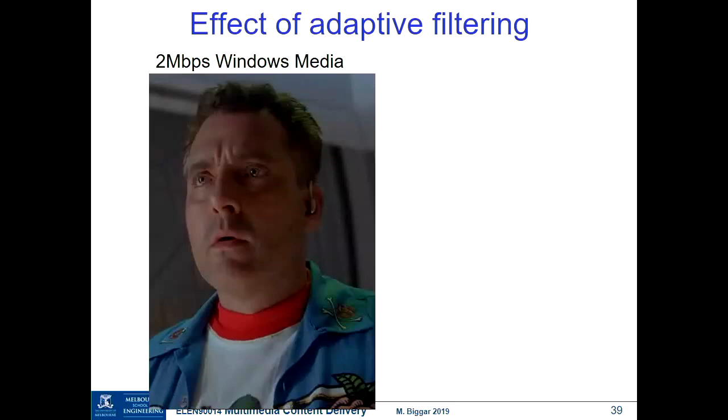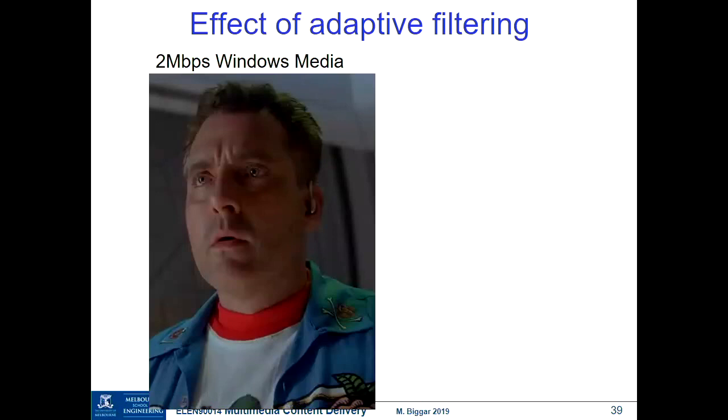So this is a little segment out of a movie from many years ago. I can't remember what it was, one of those ones where it doesn't matter. People going to Mars. Anyway, I can't remember the title. But it's encoded in this particular case with 2 megabit per second Windows Media. And Windows Media Video, that WMV 9 that I mentioned earlier, does apply this adaptive filtering.